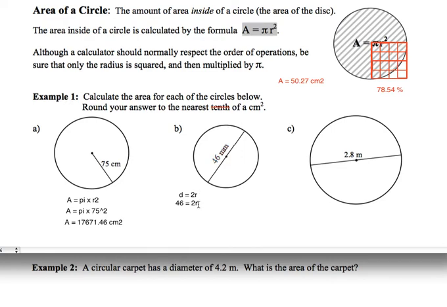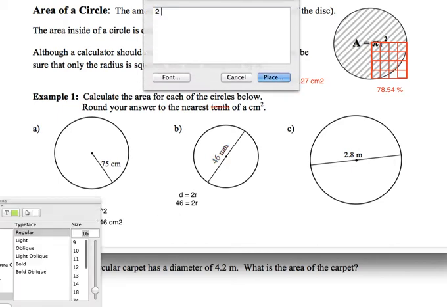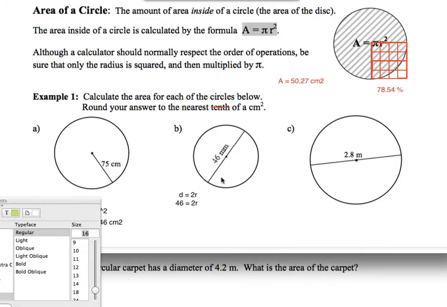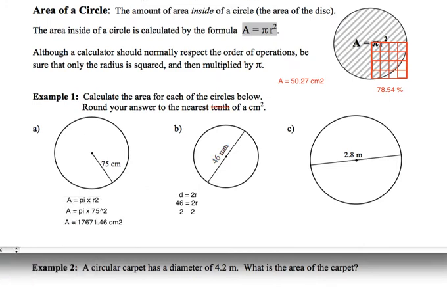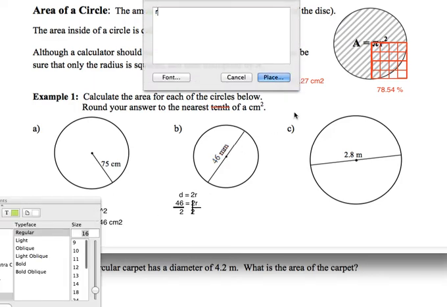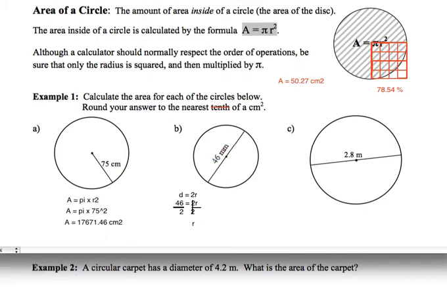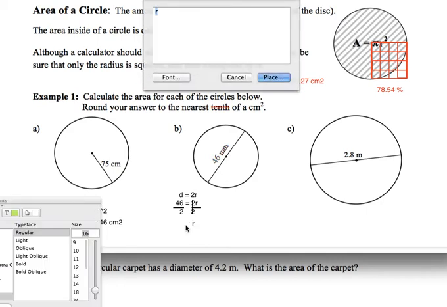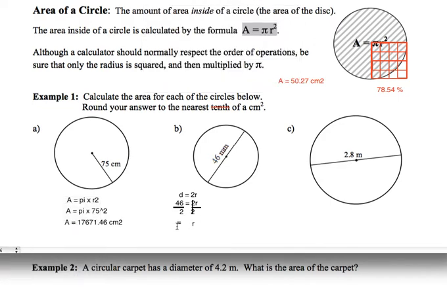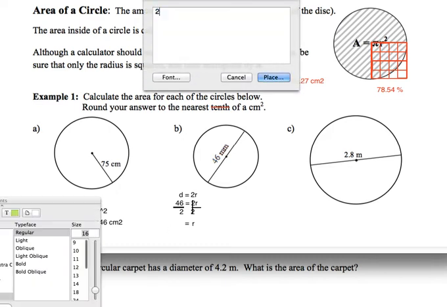And now I want to find the radius, so I got to divide both sides by 2. And the reason why I do that is because when I divide this side by 2, the 2's cancel out. I'm just left with r right over here. And if I do that on the other side and I do 46 divided by 2, then I don't even need a calculator for that, right? I can just say that that's going to be 23 millimeters.